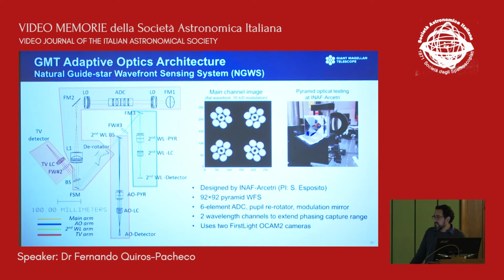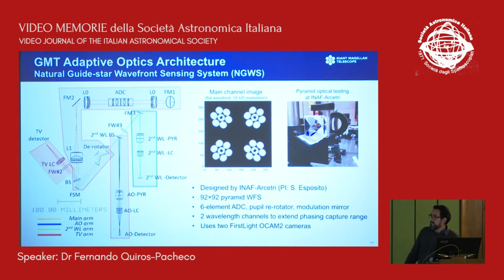It was found during the preliminary design study that a second channel operating at a slightly different wavelength, like 100 nanometer separation, would provide the information that was needed to extend the capture range of the pyramid wavefront sensor up to 4 microns. So that was at least considered enough to operate in some given observing conditions, as I will show in the following slides.